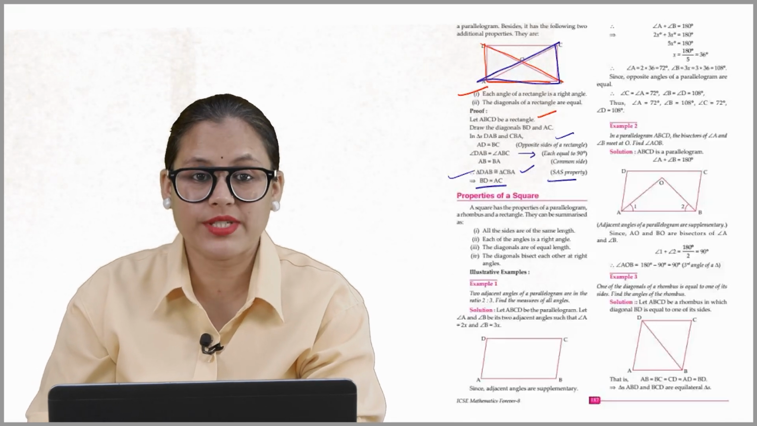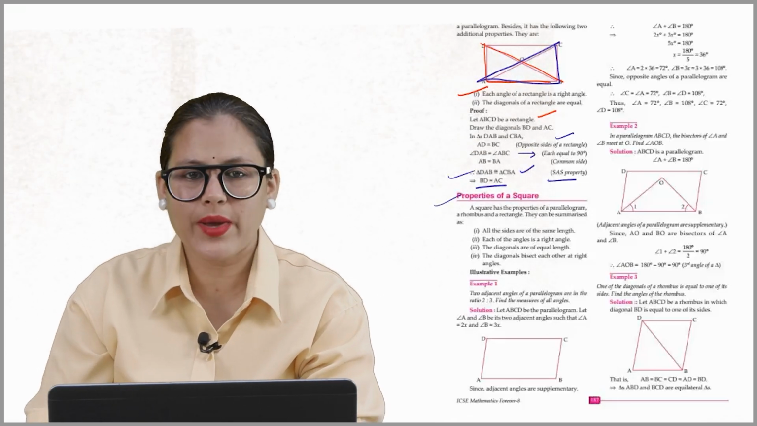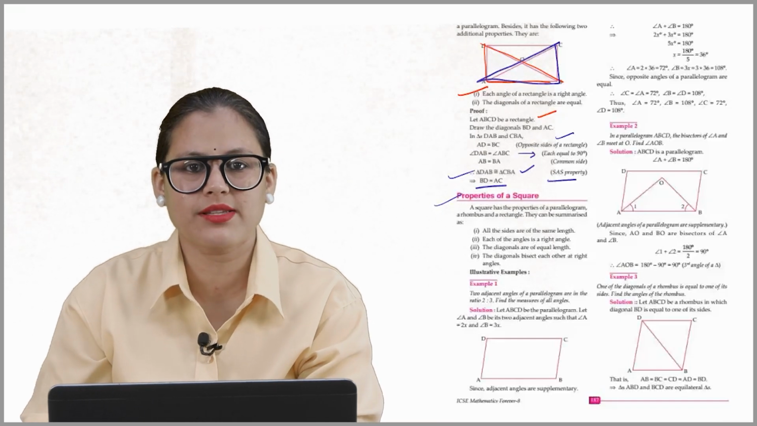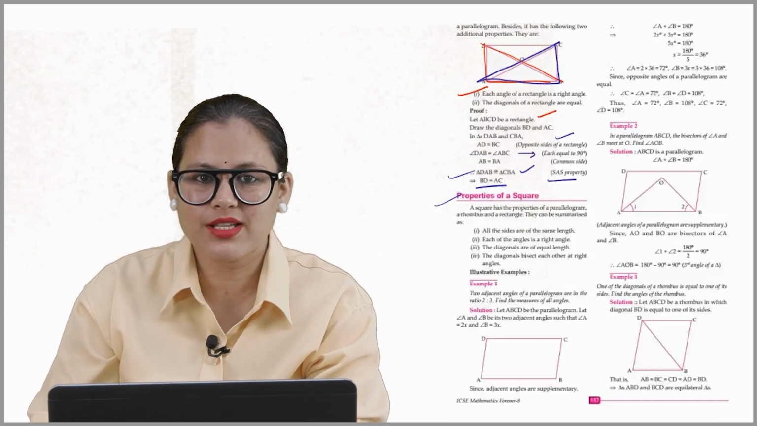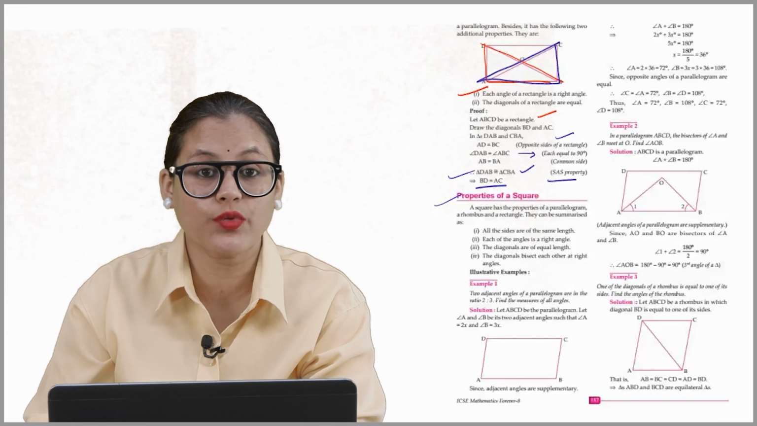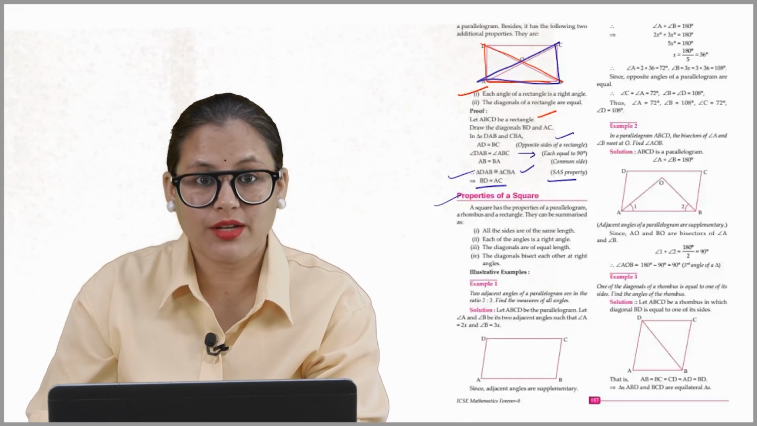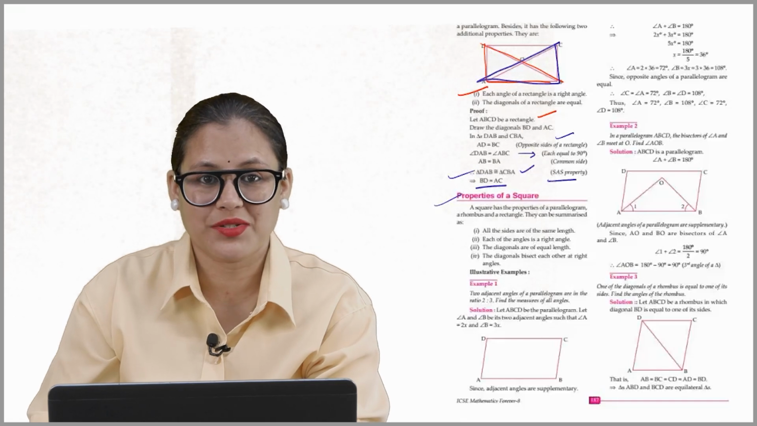Now properties of a square. A square has the properties of a parallelogram, a rhombus and a rectangle. They can be summarized as number 1, all the sides are of the same length. 2, each of the angles is a right angle. 3, the diagonals are of equal length. And 4, the diagonals bisect each other at right angles.